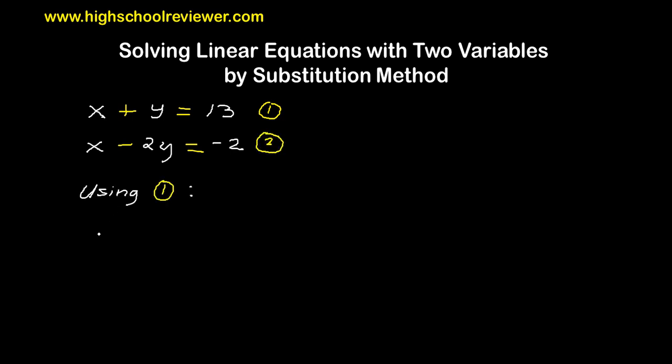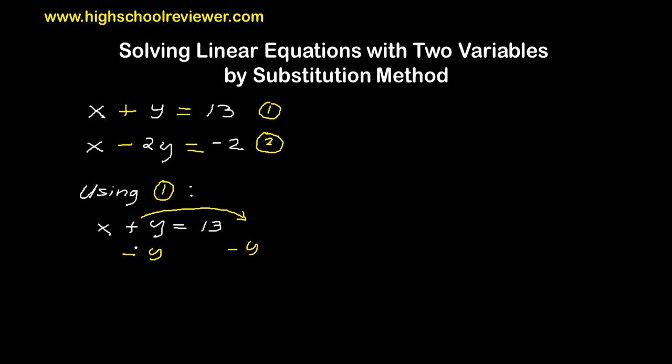Using equation 1, again this is x plus y equals positive 13. We are going to solve for x in terms of y, and we need to transfer or transpose positive y to the other side. How do we transfer or transpose positive y to the other side? To do that, we will just subtract. Subtract y on the left, and whatever you do on the left must also be done on the right. You subtract also y on the right side.